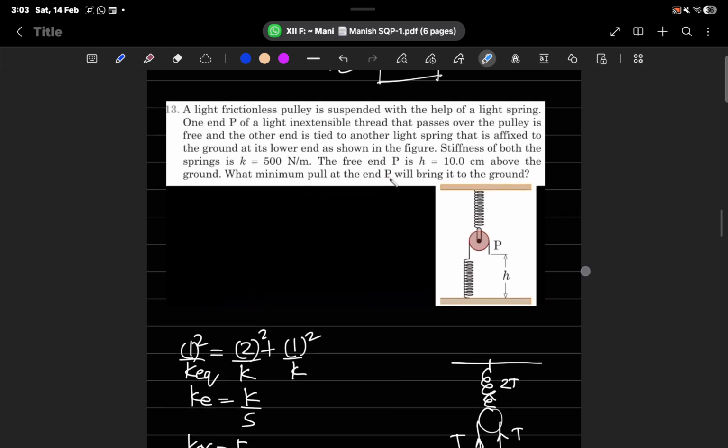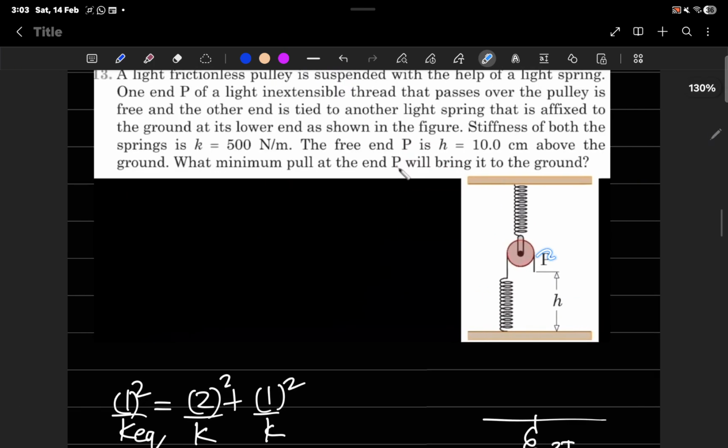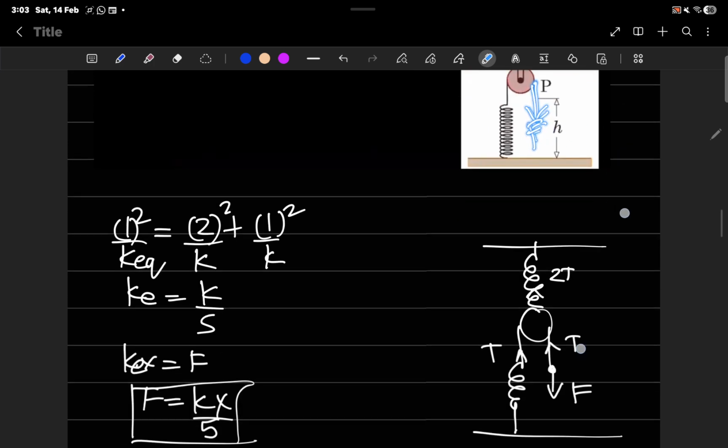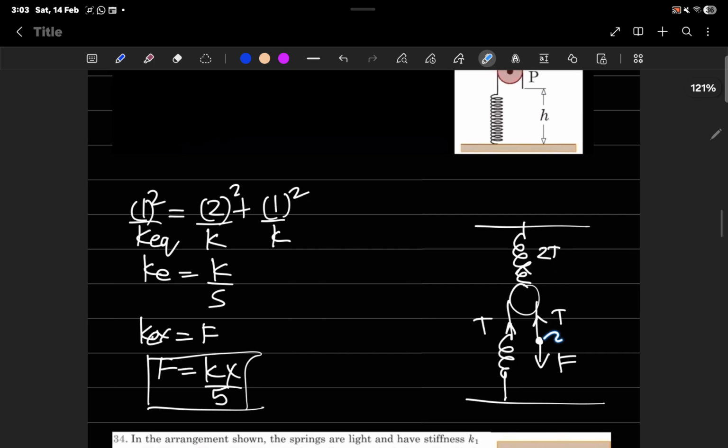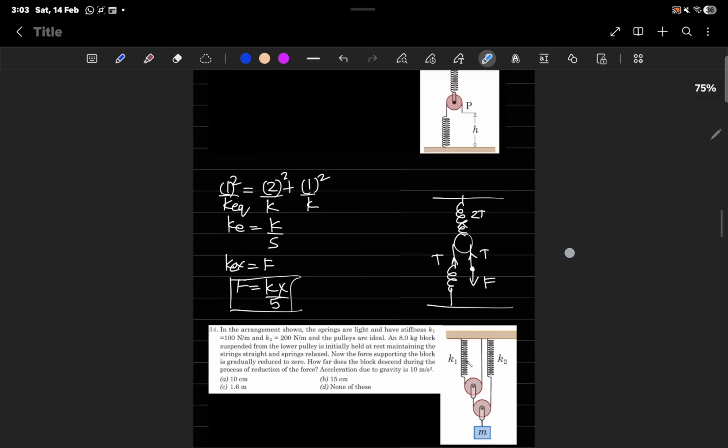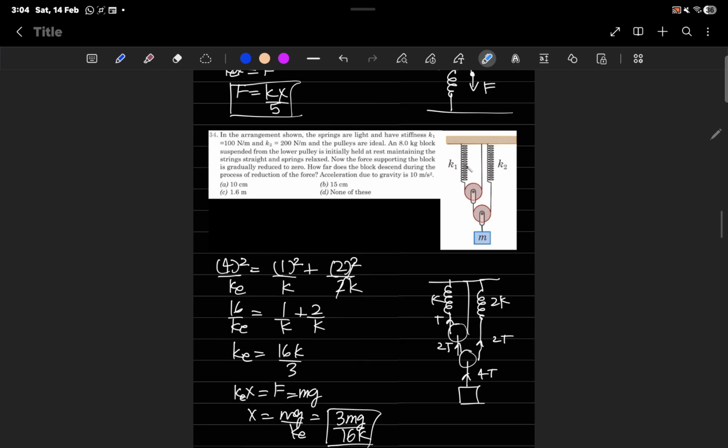And then we have another illustration over here, where we are pulling this with a force F, and we have to find what minimum pull at the end P will bring it to the ground. So again, since we have to find the equivalent spring, we write T square upon k equivalent is equal to 2T square upon k, and then T square upon k, we get k equivalent as k by 5. And since k effective into x is equal to F, we write F is equal to kx by 5. Simple two-line solution. You have to do nothing over here.